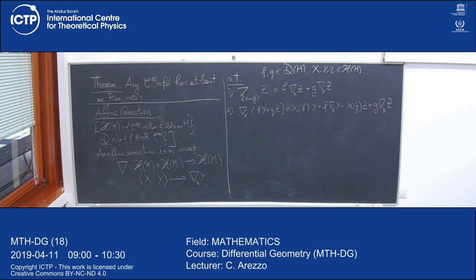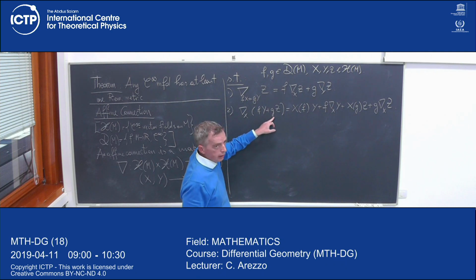Are we assuming it is linear in the second component? Sorry? Is it linear in the second component? What do you mean linear in the second component? Yeah, I mean nabla x, y plus z. Is it nabla y? Put f equal to 1 and g equal to 1.